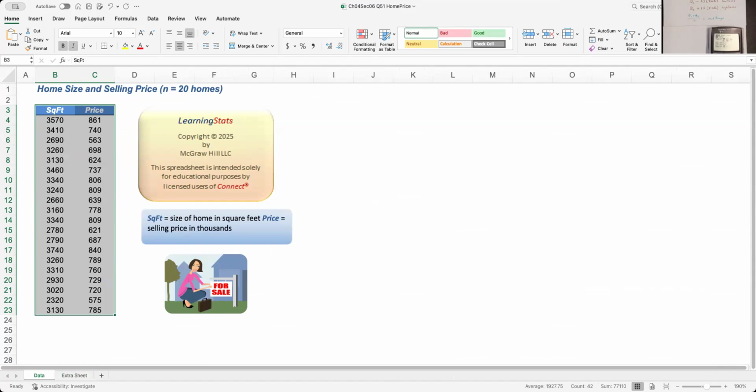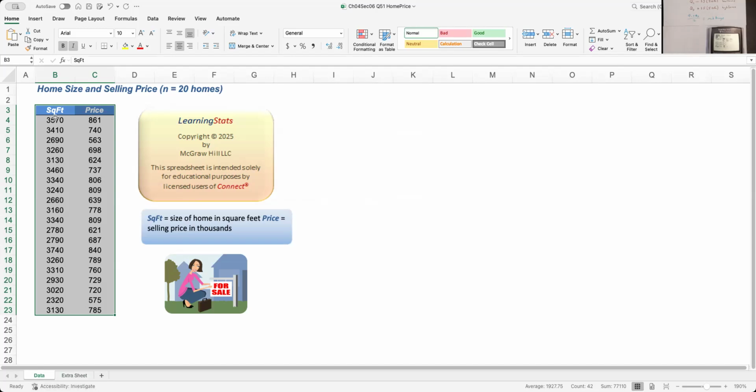A question to you. High price, size of house. Are those related to each other? Should be. They aren't necessarily, but they should be. So how can I tell? Well, that's what a scatter plot does for me. It shows me that relationship visually.